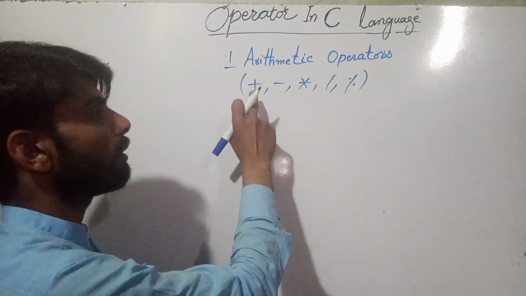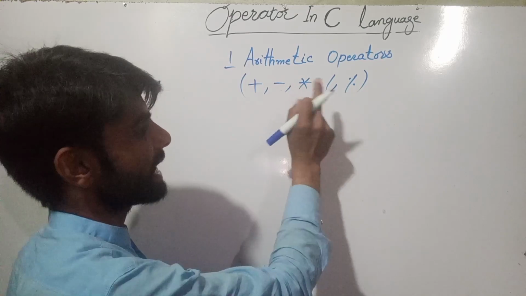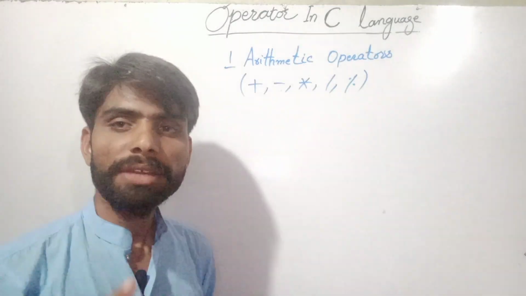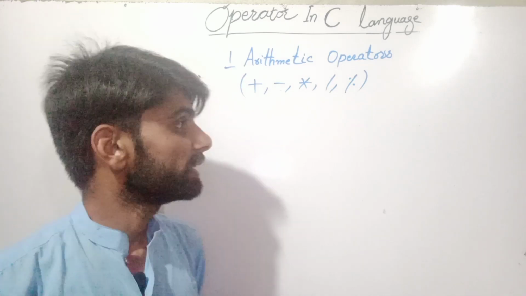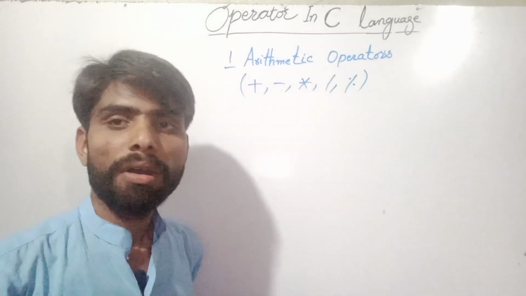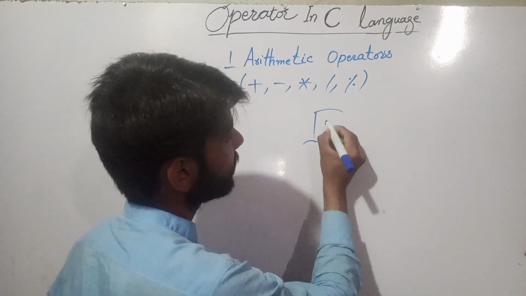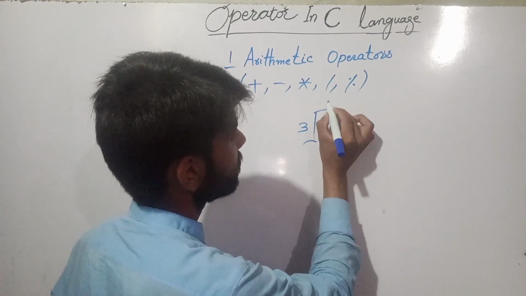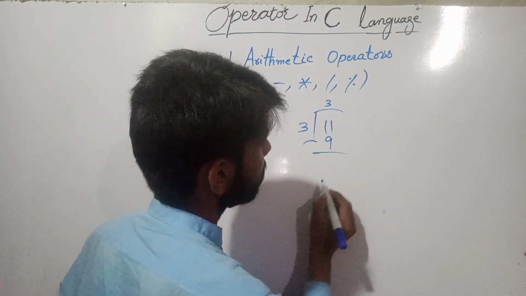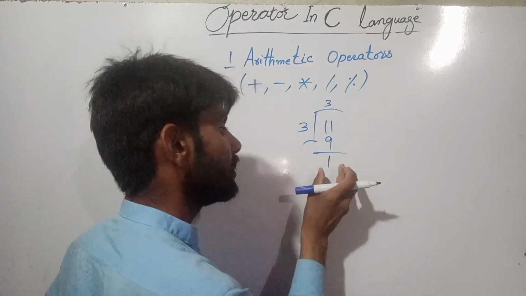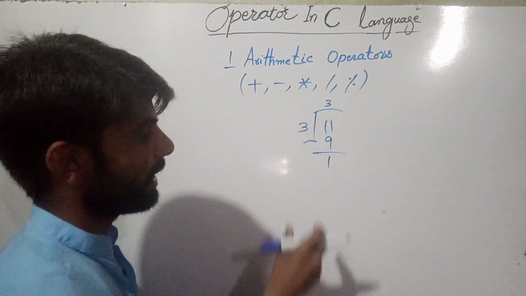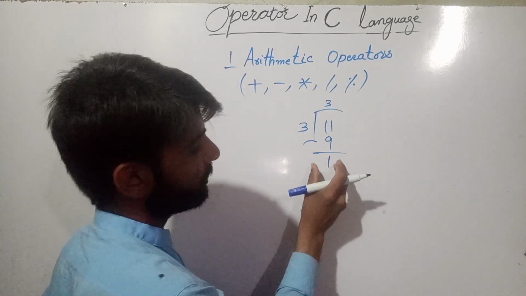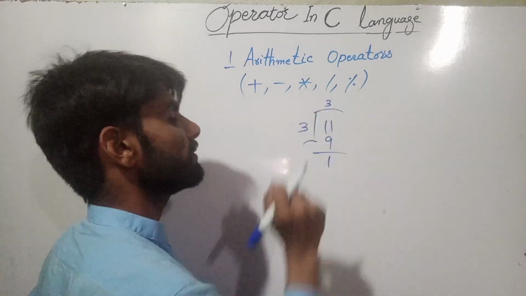I hope you know all about plus, minus, asterisk and division. And what is the modulus operator? The modulus operator gives the remaining value after the division, right? That is the remainder value after the division. For example, I write here 11 divided by 3, and the remaining value is 1. So this is the remaining answer after the division. This value is the mod value.